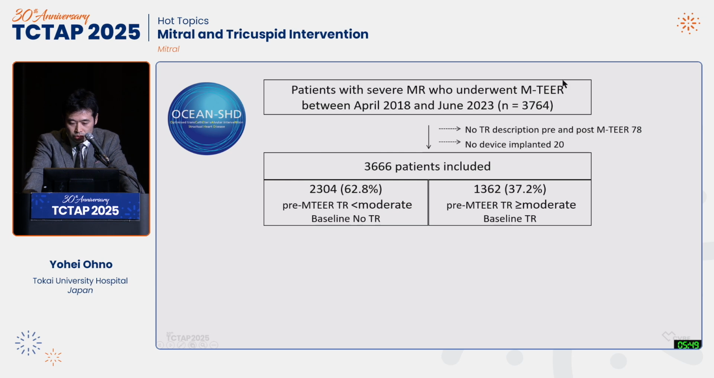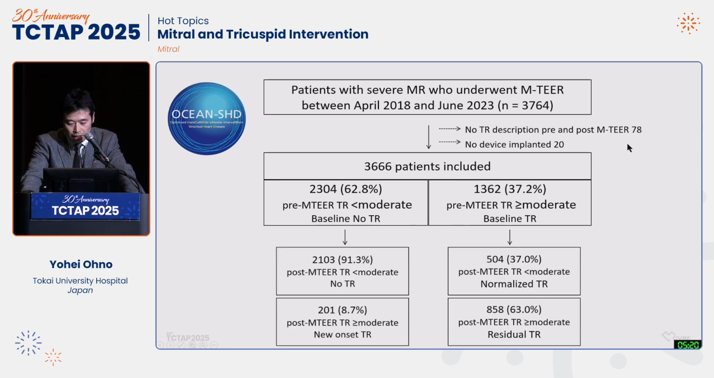So we tried to deal with this clinical question using our recently updated Ocean Mitral Registry, which included 3,764 patients, quite a robust number of patients and data set. In this baseline population, a little more than one third of the patients actually had baseline significant TR, which we defined as TR more than moderate, to start with.